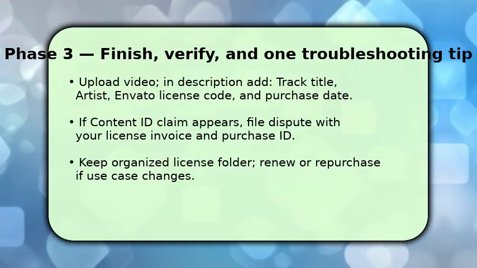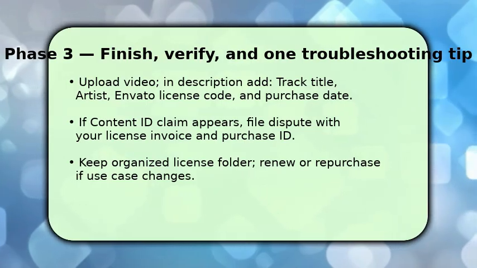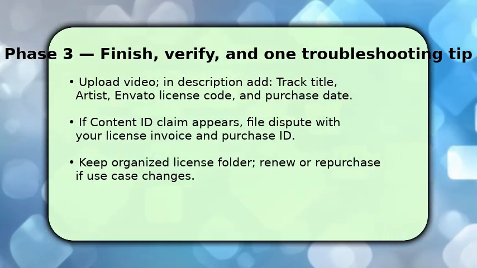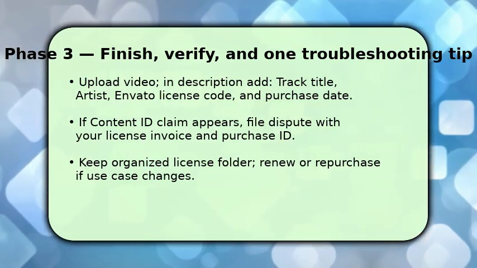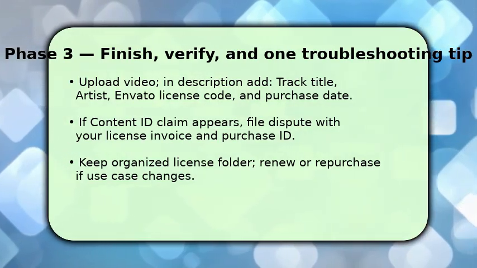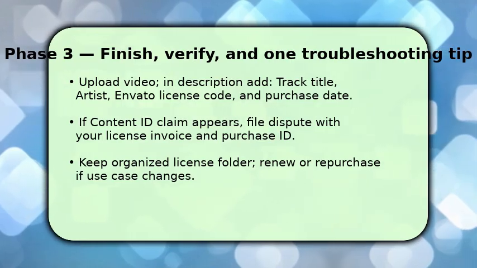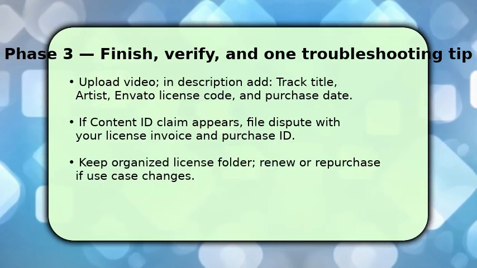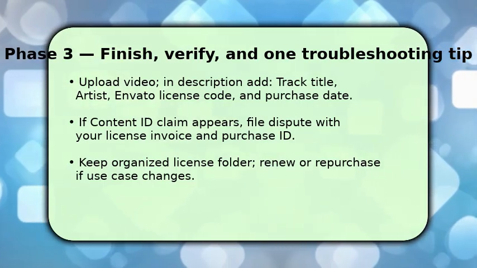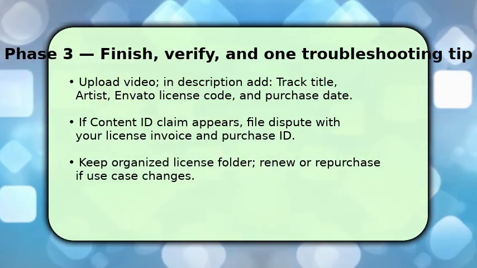If Content ID flags your video, use YouTube's dispute flow immediately and attach the invoice plus license code. Explain you purchased a valid license and why the claim is incorrect. If claim persists, escalate to Envato support with transaction details. Keep a license folder so you can re-verify use or upgrade to an extended license.